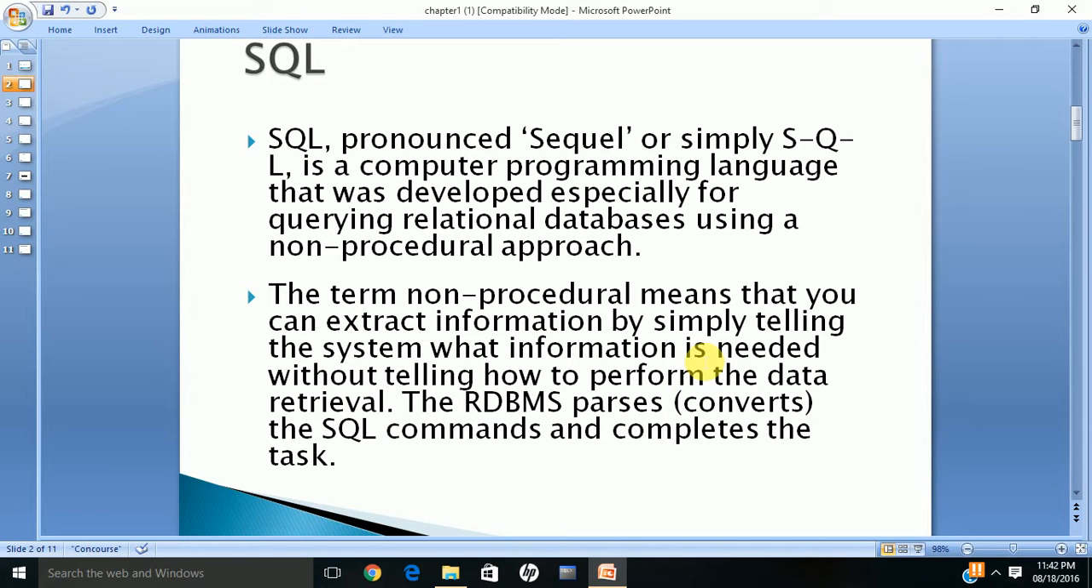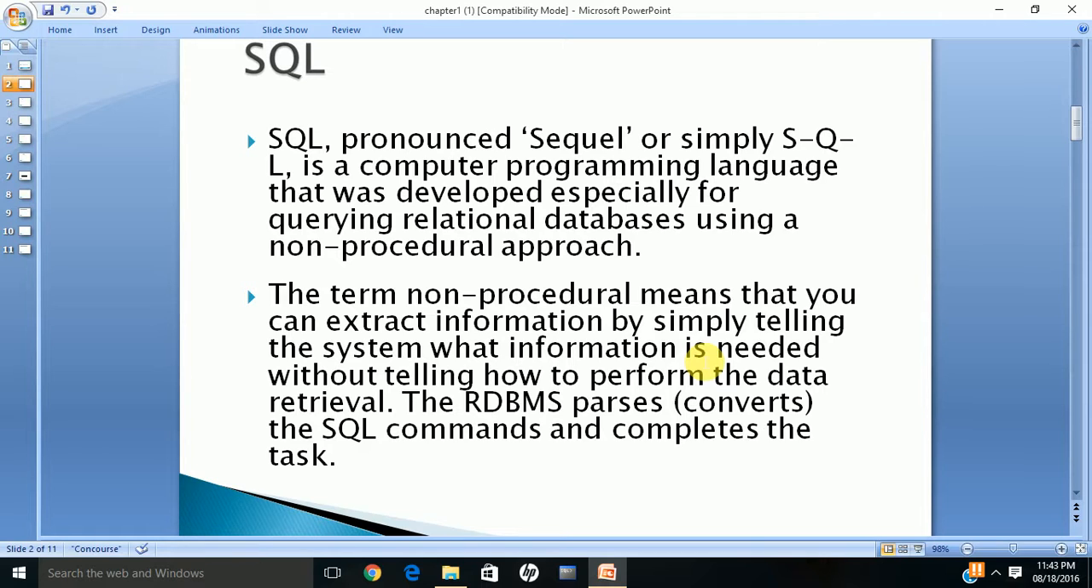SQL. SQL is simply called a non-procedural programming language. Now, what is a non-procedural programming language? A programming language where we don't have to write code for extracting the information is called a non-procedural programming language.